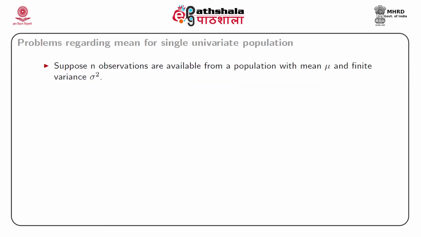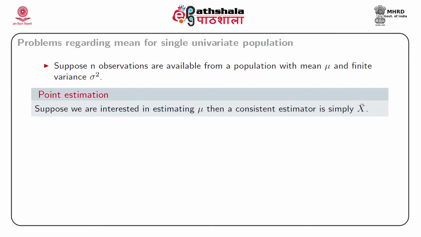So let us start with problems regarding the mean for a single univariate population. Suppose n observations are available from a population with mean mu and finite variance sigma square. So first we are interested in point estimation, that is, we are interested in estimating mu. Then it is known that a consistent estimator is simply x bar, provided the expected value of x bar is finite.